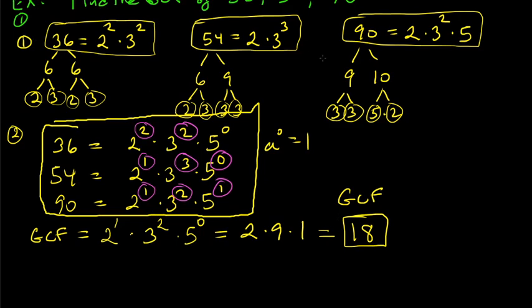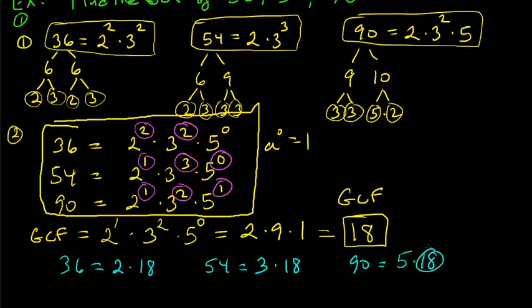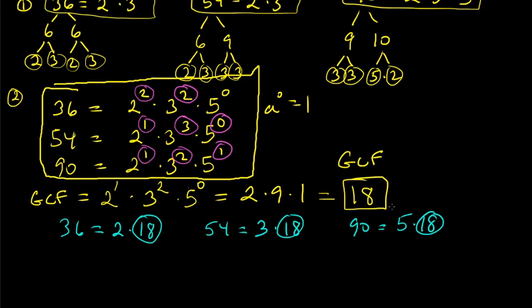In other words, all three of these numbers are divisible by 18, right? So we could have written 36 as just 2 times 18. We could have written 54 as 3 times 18. And we could have written 90 as 5 times 18. So they all have 18 as a common factor, right? But that's the biggest factor that they have in common. I mean, they have smaller numbers that are in common, like 6. 36 is 6 times 6, right? And 54 is 9 times 6.